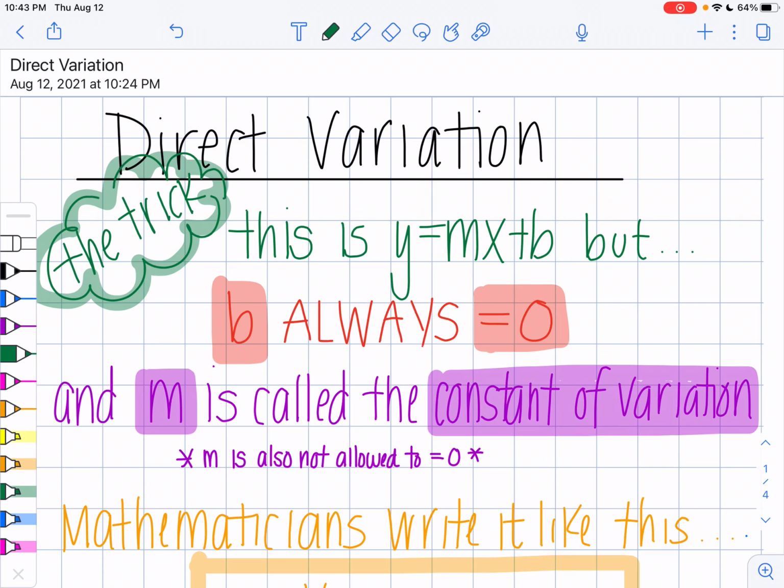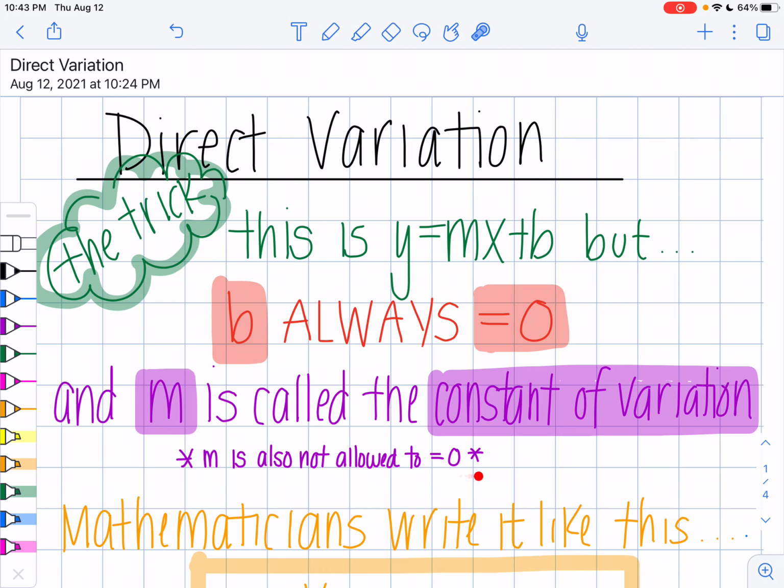Hi there! In this video we're going to talk about direct variation. So it's kind of a trick to direct variation. The trick is, this is something that you've already learned before. Direct variation is pretty much exactly the same as y equals mx plus b, but the b is always 0, and the m, the slope, they don't call it slope, they call it constant of variation. Other than that, it's everything that you've ever learned about y equals mx plus b.